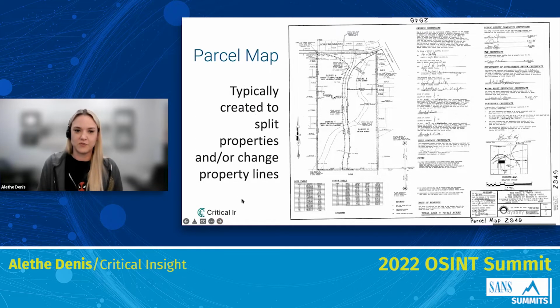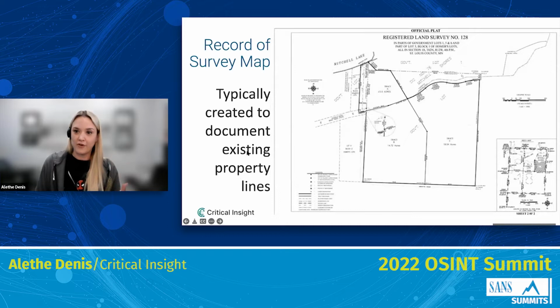How are legal descriptions created? Legal descriptions are created using parcel maps, record of survey maps, and some other official maps that are drawn and then put of record by a licensed surveyor. And I won't get into too much detail here, but parcel maps typically change property boundary lines, whereas record of survey maps will document the existing boundary lines and are used to create a more simple legal description.